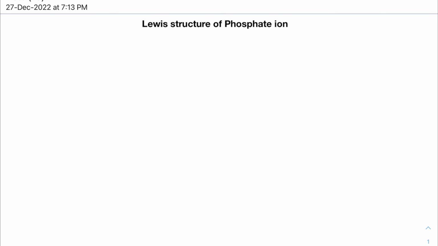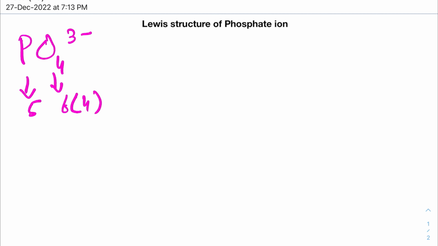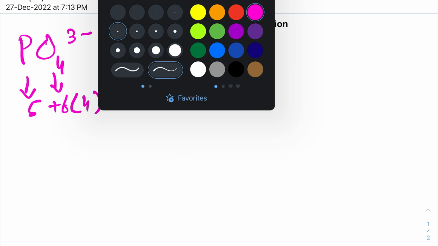Hello everyone, today we are going to learn how to write the structure of the phosphate ion. So the phosphate ion is PO4 3 negative. The phosphorus contains 5 valence electrons while the oxygen contains 6 into 4, plus we have an additional 3 electrons. So in total there would be 32 electrons, which we are going to draw and highlight in the structure.